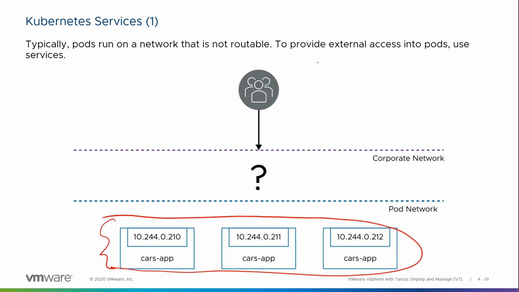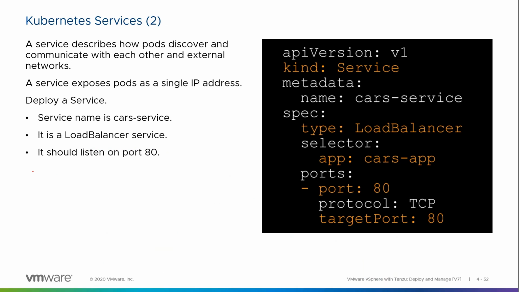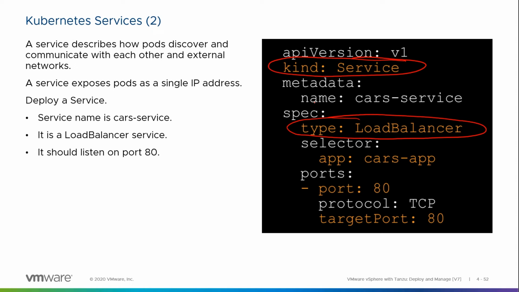Somebody out here on, let's say, the corporate LAN segment or on the internet wants to access your application. They're not really worried about which pod, they just want to access the application. How are we going to route traffic to these pods? To provide that external access, you're going to end up using a Kubernetes primitive of type service, and specifically, this spec is calling for a load balancer.